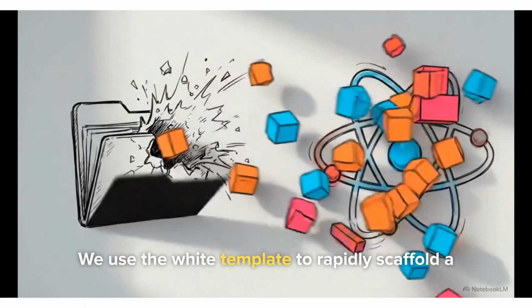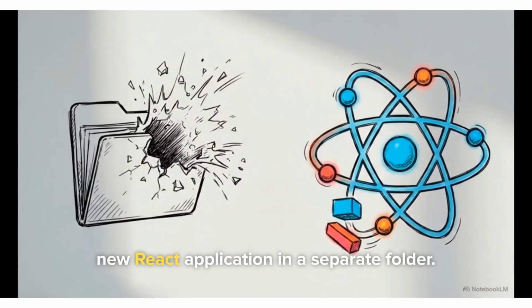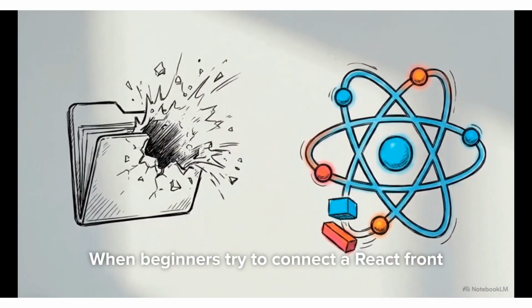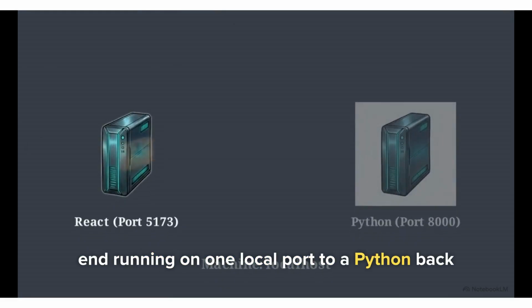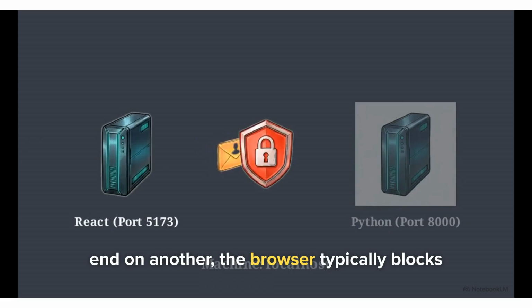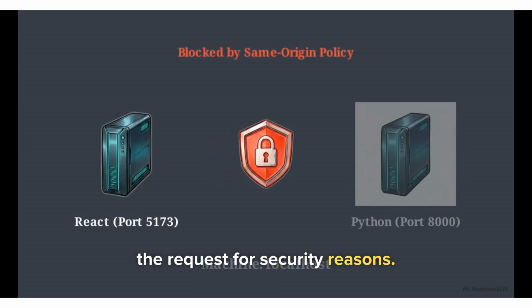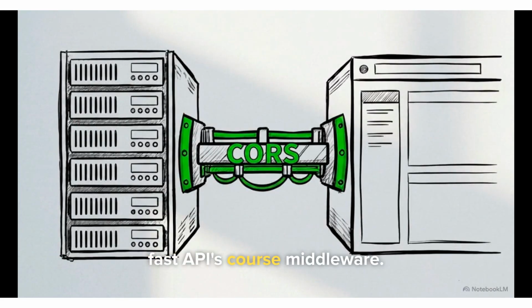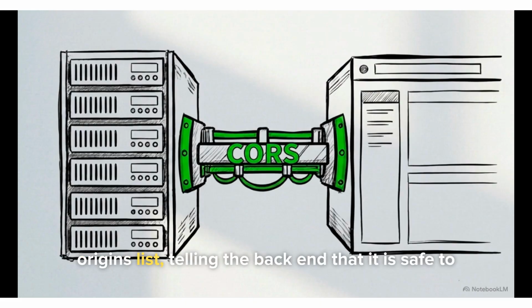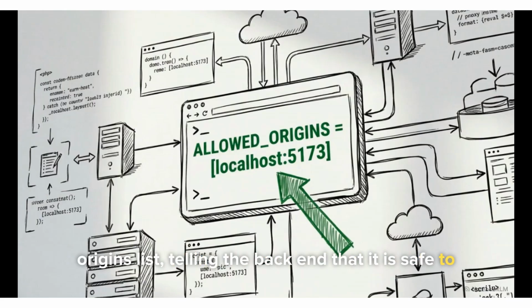We use the Vite template to rapidly scaffold a new React application in a separate folder. When beginners try to connect a React front-end running on one local port to a Python backend on another, the browser typically blocks the request for security reasons. We solve this on the Python side by importing FastAPI's CORS middleware. We explicitly add our React port to the allowed origins list, telling the backend that it is safe to accept inbound traffic from our user interface.